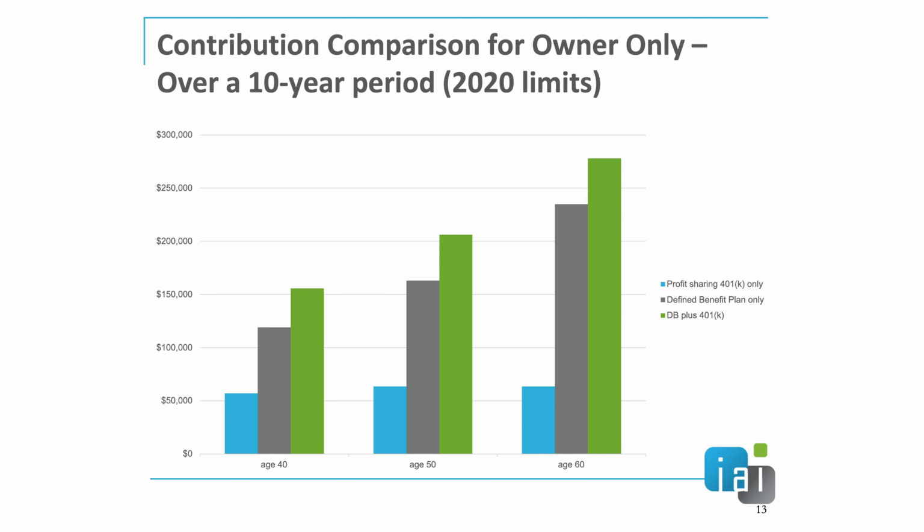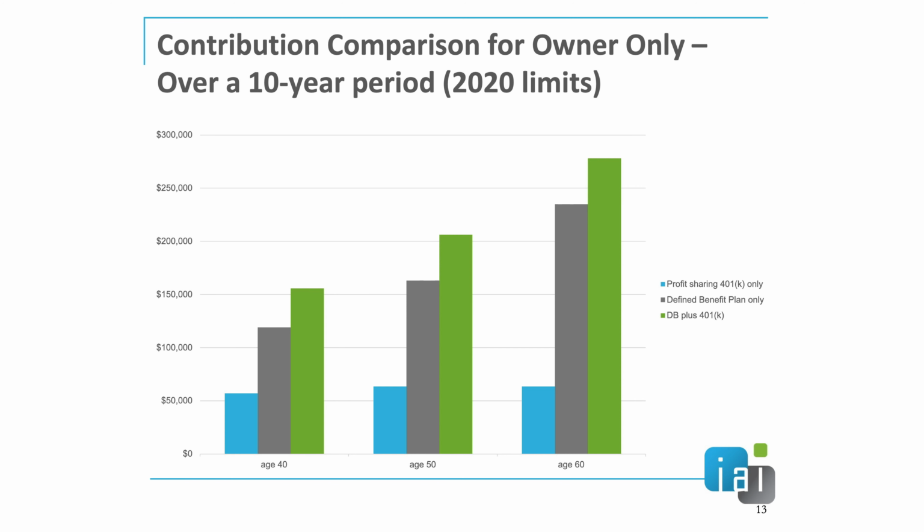Let's look at a simple chart of how contribution levels compare between the different types of plans at 3 different ages for an owner-only plan. So you can see in this chart, the blue bar is for a business owner who has only a 401k profit sharing plan. Here, if the business owner is age 40, he or she can contribute $57,000 a year to that profit sharing 401k plan. At ages 50 and 60, that amount increases to $63,500 per year.